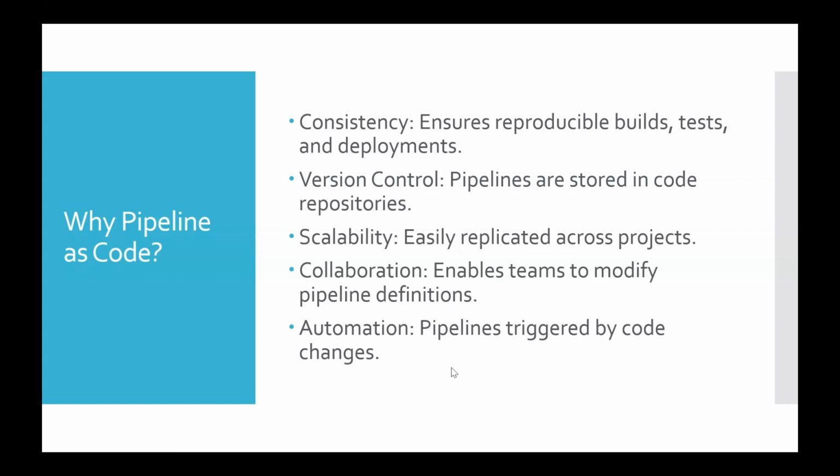Pipelines triggered by code changes. You can add triggers to enable continuous integration and continuous deployment so that you can achieve automation. You can enable triggers in your pipeline so that when someone makes a change in your code, the pipeline will be auto triggered and will automatically build or deploy your code.